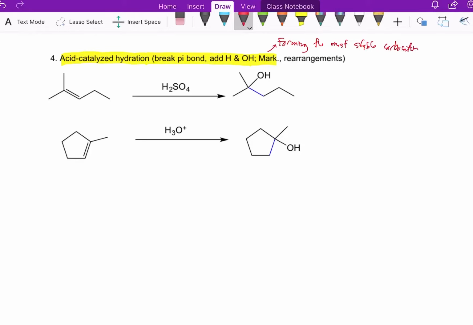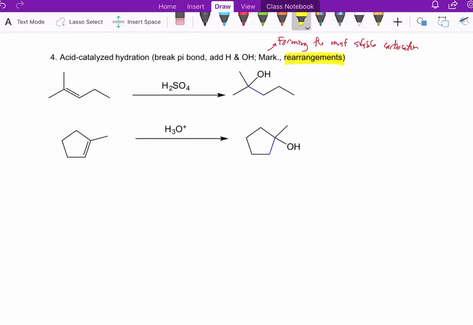But in this video, I really want to talk about rearrangements. It turns out with this reaction, we can have rearrangements. So I want to show you an example of what that looks like. The key in this reaction is that we want to form the most stable carbocation that we can.